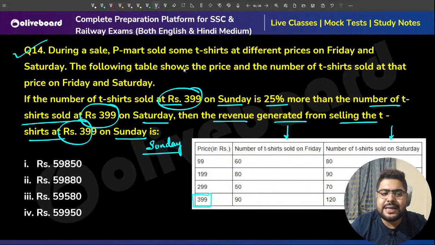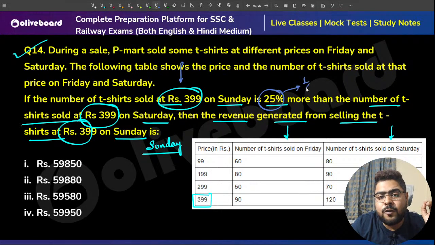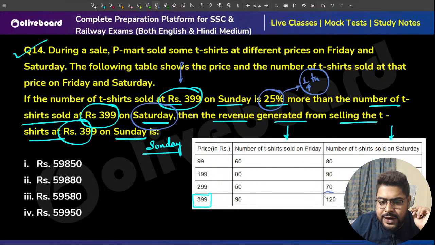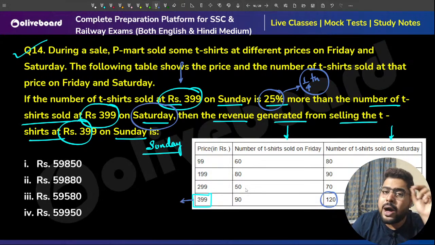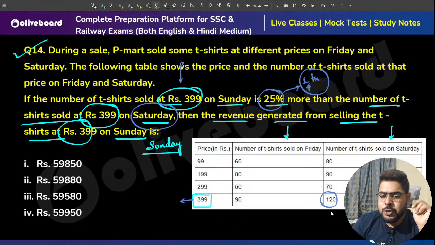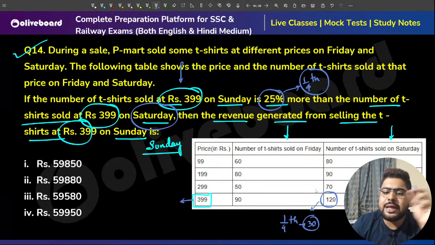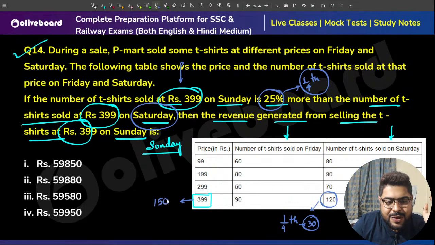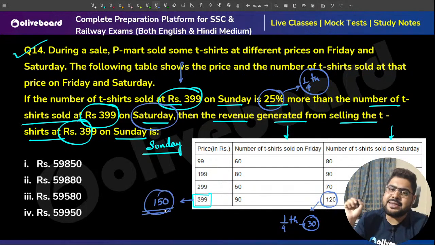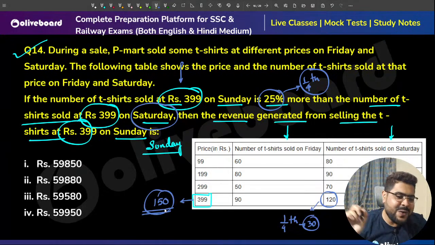What are they saying? T-shirts at 399 on Sunday is 25%, meaning 1/4 more than Saturday. Saturday is 120. So Sunday will be 1/4 more of this. 1/4 of this will be 30. So 30 more than this. That means 150. Right, sir? 150.